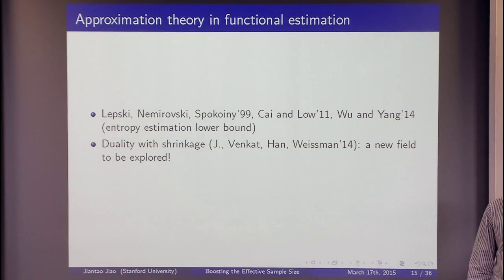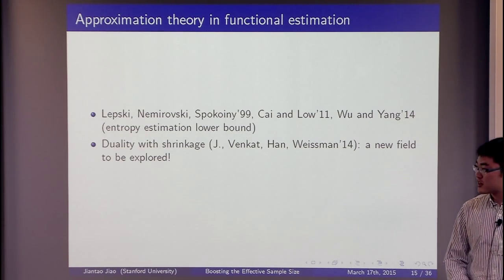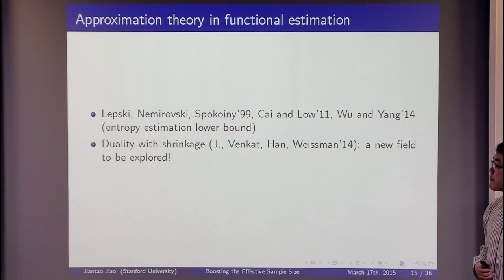Probably the final pioneer is a paper by Lepski, Nemirovski, and Spokoiny in 1999, who used trigonometric polynomial approximation to deal with non-parametric settings. Then there's a very interesting paper by Tony Cai and Mark Low in 2011 that deals with L1 norm estimation and realized that it's really important to replace trigonometric polynomials by polynomials.